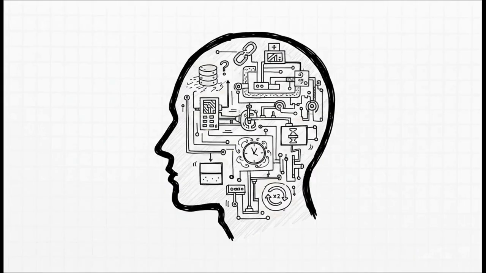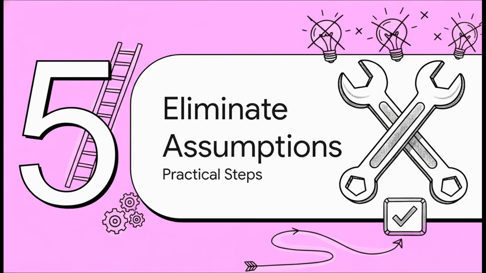This is the internal monologue that's constantly running in an experienced developer's head. They are always actively probing their own logic for weak spots. They don't just write the code, they challenge it. They ask all these questions before that code ever even thinks about leaving their machine. All right, so that's the mindset. But what are the actual practical steps we can take to start kicking these assumptions out of our work? Let's get into the how-to.